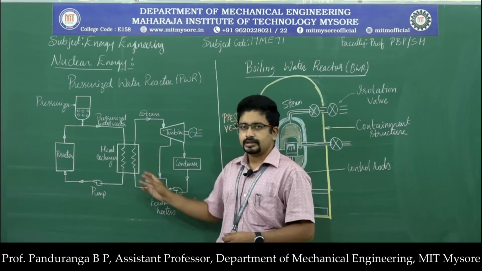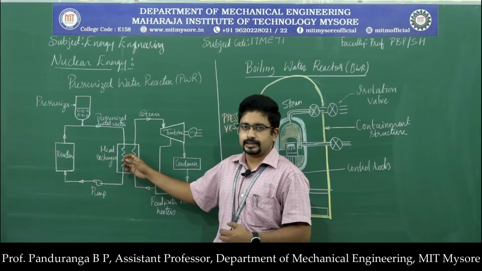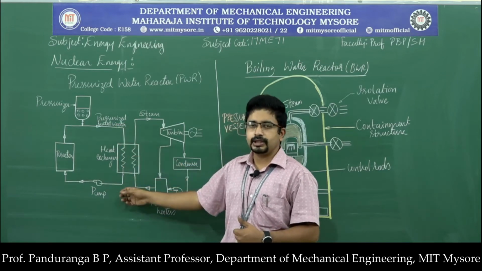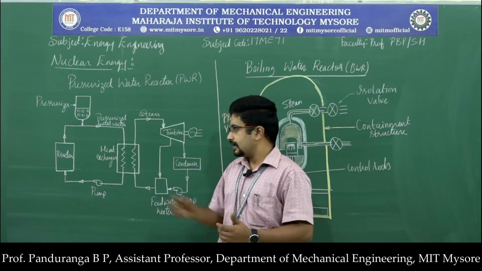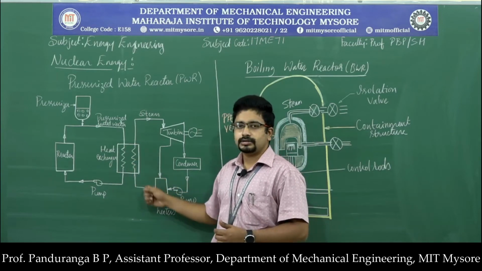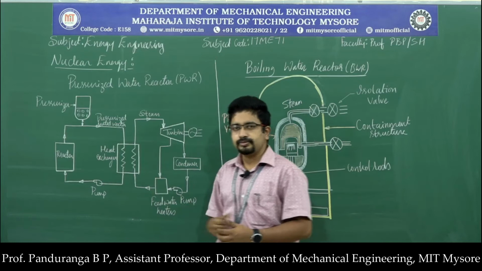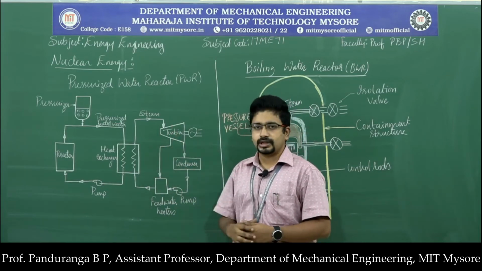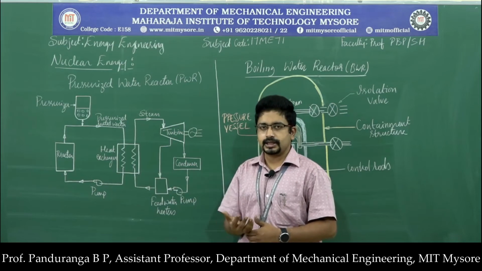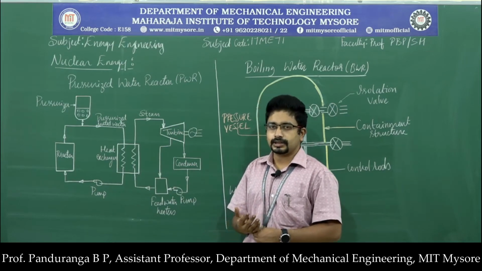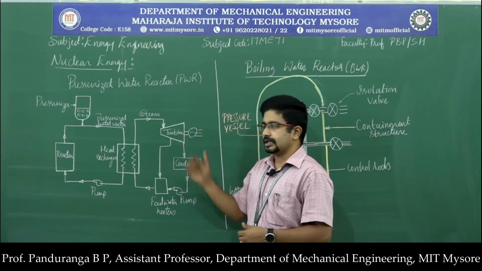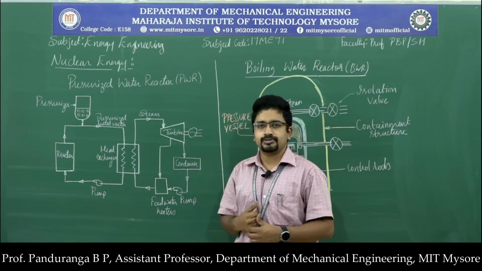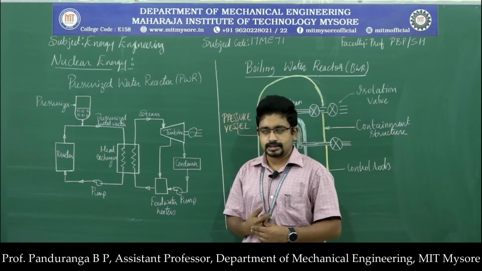Here the regular water enters and absorbs heat from the pressurized hot water coming from the reactor core, and then this water in the secondary loop gets converted into steam. That steam passes through the turbine and transfers its heat energy into the turbine blades, which converts it into mechanical energy, and that is coupled to a generator which produces electrical energy.